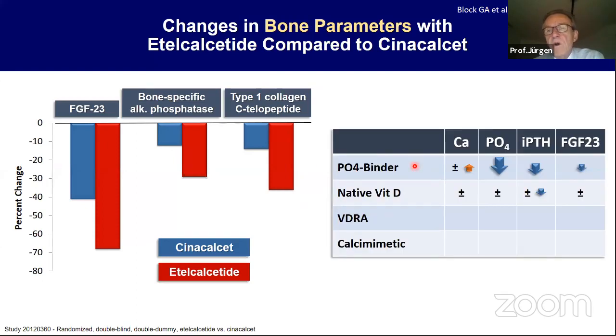And if you look, what do calcimimetics do? Well, a phosphate binder will lower phosphate, will lower a little bit of PTH, will lower a tiny little bit of FGF23. Native vitamin D has very little effect, as I showed to you. Calcitriol, paricalcitol will increase calcium, increase phosphate, decrease PTH, but increase FGF23. A calcimimetic is the only compound we have today which will lower all of these four parameters, which we believe is a good thing to have.